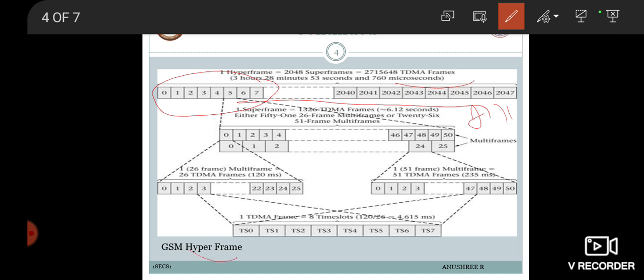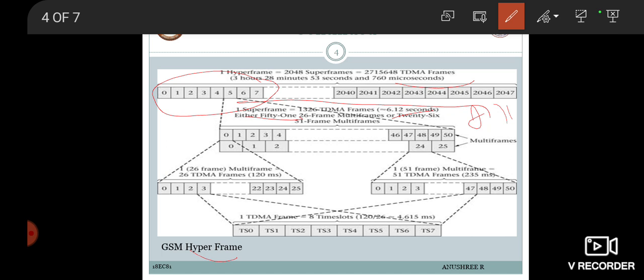Now, the hyperframe consists of 2048 superframes, and takes 3 hours 28 minutes 53 seconds, that is 760 milliseconds, to complete. Each superframe consists of 1326 TDMA frames that take approximately 6.12 seconds to complete. These superframes may take on one of two possible formats.